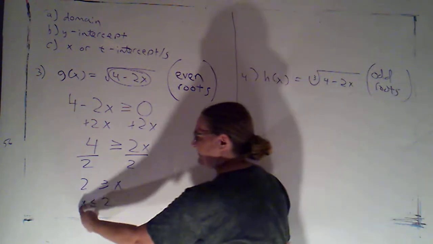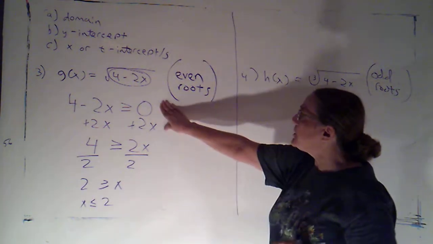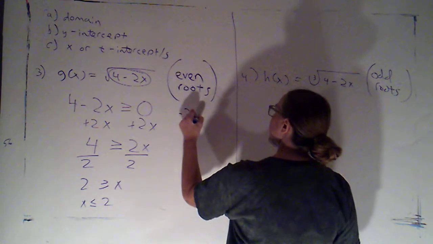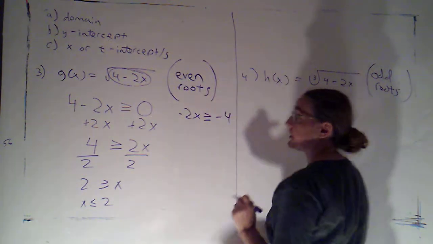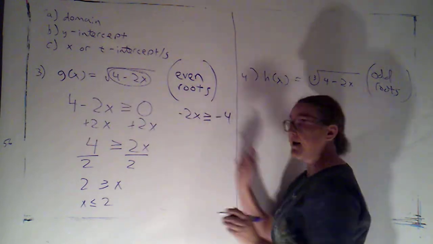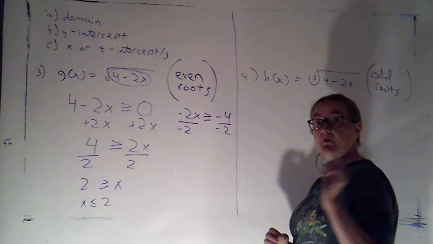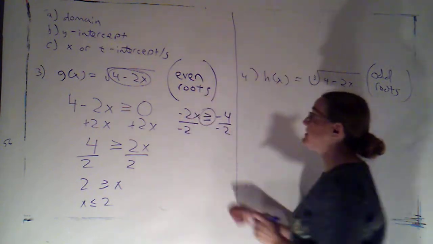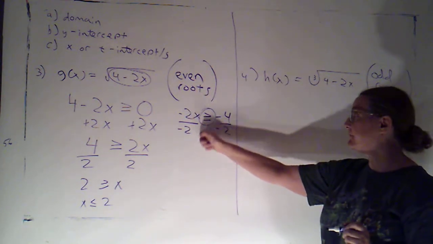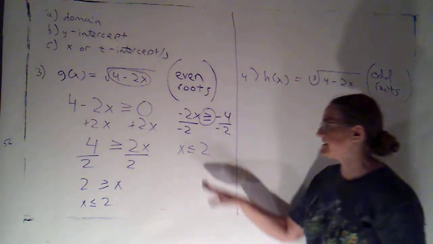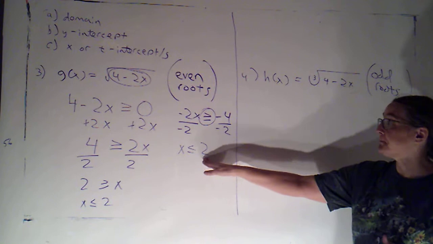Very often I prefer to have the x on the left. Notice if I preferred to keep x on the left, I could have said negative 2x is greater than or equal to negative 4. So I could have moved the 4 over. Then I would have divided both sides by negative 2. And remember when you're working with inequalities that if you divide by a negative, you reverse the inequality. So it becomes x less than or equal to 2 either way.